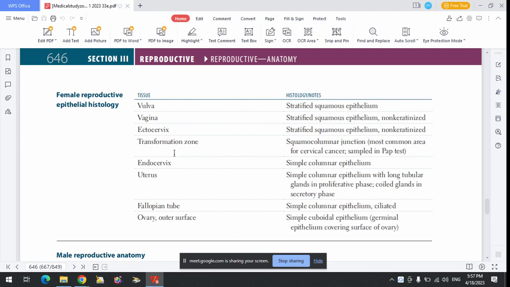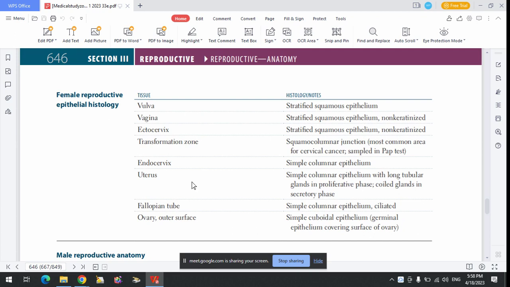So the next thing to know is the transformation zone. The transformation zone is just the zone between the ectocervix and the endocervix. That is the point of transition between the stratified squamous epithelium of the ectocervix and the simple columnar epithelium of the endocervix. So the endocervix, the uterus, and the fallopian tube are simple columnar epithelium.